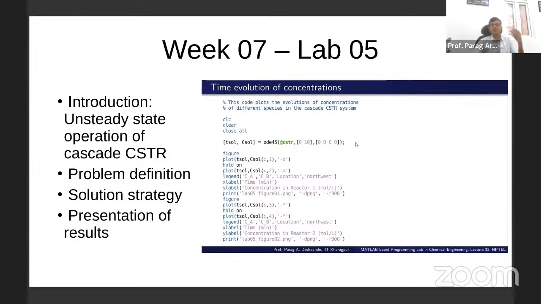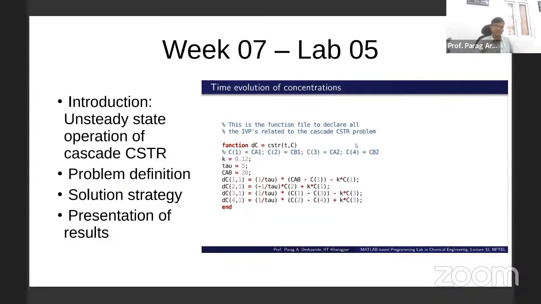So here in this problem, initial concentrations for the four species were set to be 0. Right? And then you will see that more or less the entire procedure remains same. You see here, you define a vector and you define individually all 4 equations.